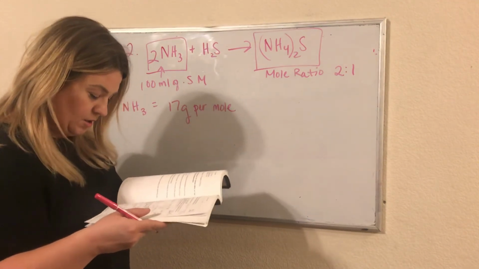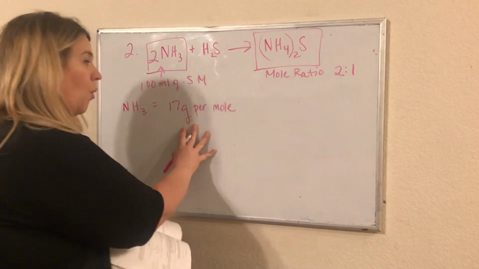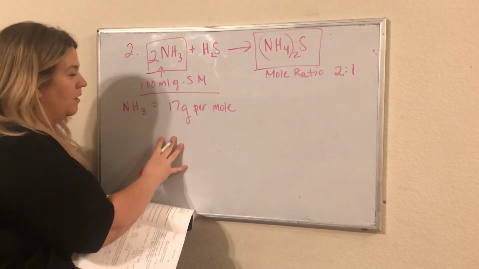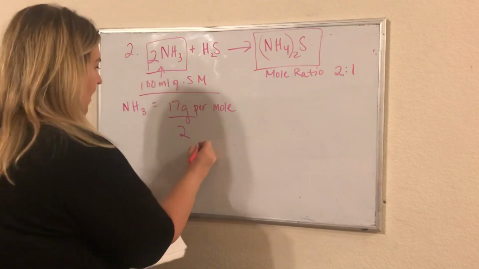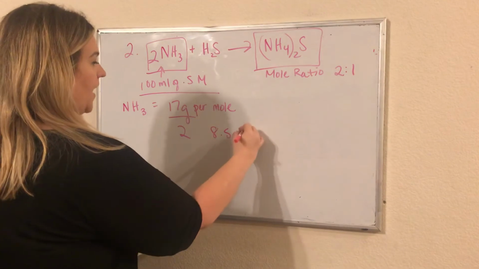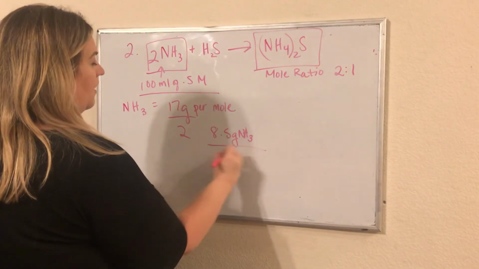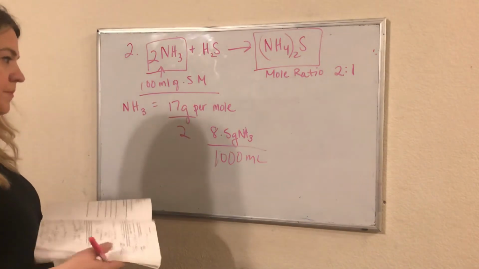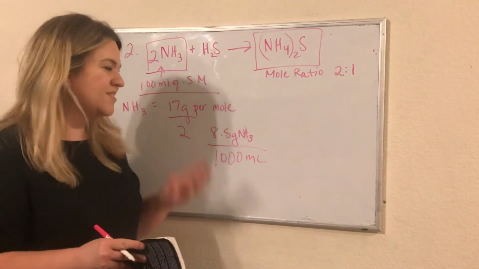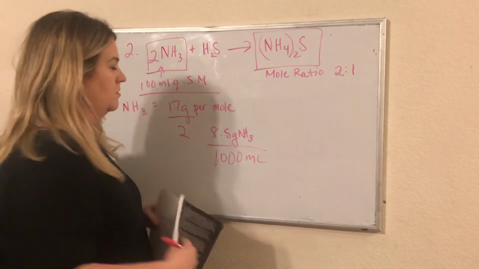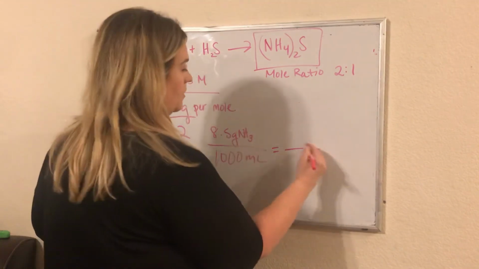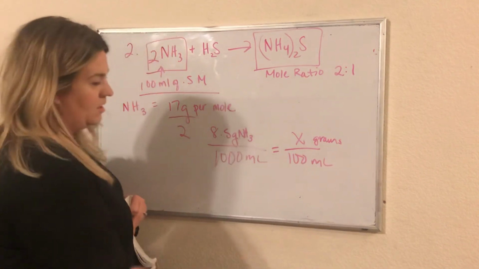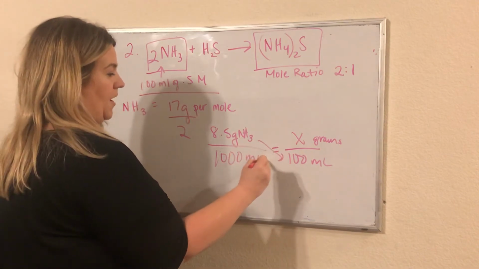Okay, and we know that there's half of a mole of ammonia in this solution, right? So if we know we have half of a mole, let's divide that by 2 real quick, and that's 8.5. We have 8.5 grams of NH3 in 1,000 milliliters of solution. That's the molarity, okay? So we know we have that much, but we only have 100 milliliters of the solution. So let's figure out how many grams we have in 100 milliliters. So you just use your ratio and proportion. This is our unknown. We don't know how many grams we have, but we do know that we have 100 milliliters. And how we solve this is you cross multiply and then divide.